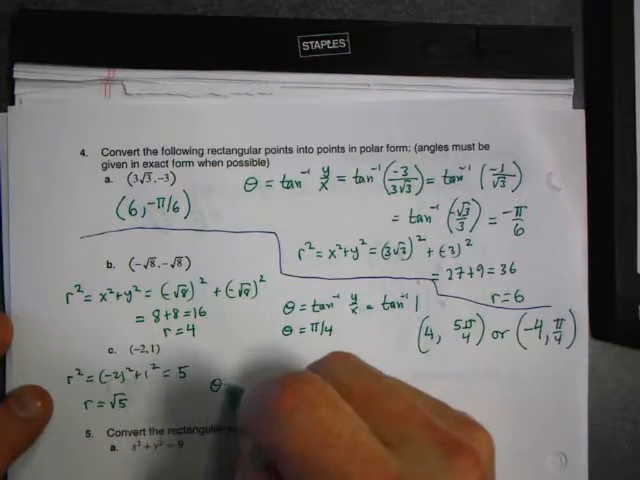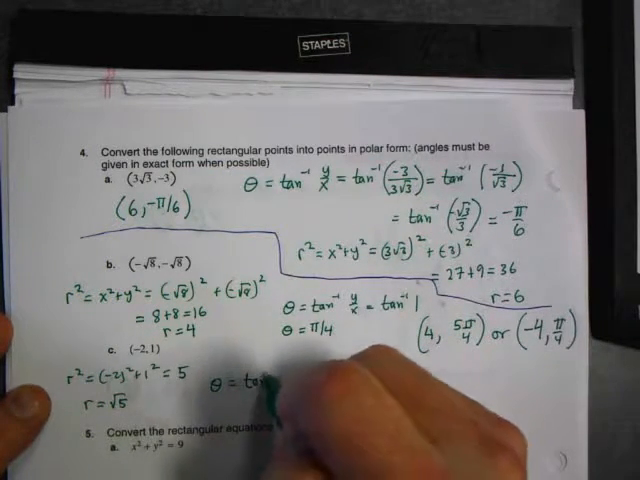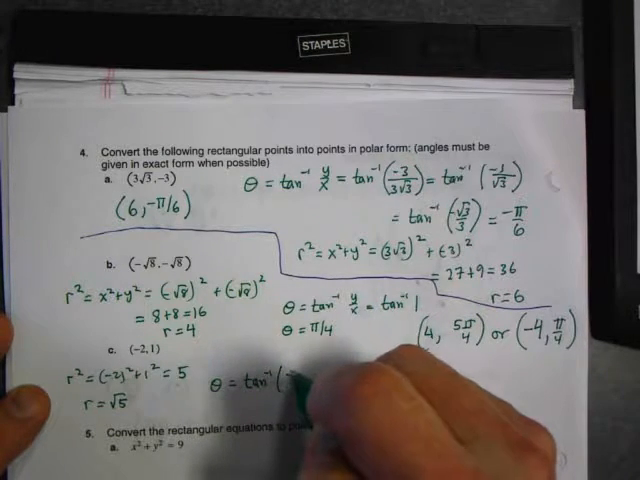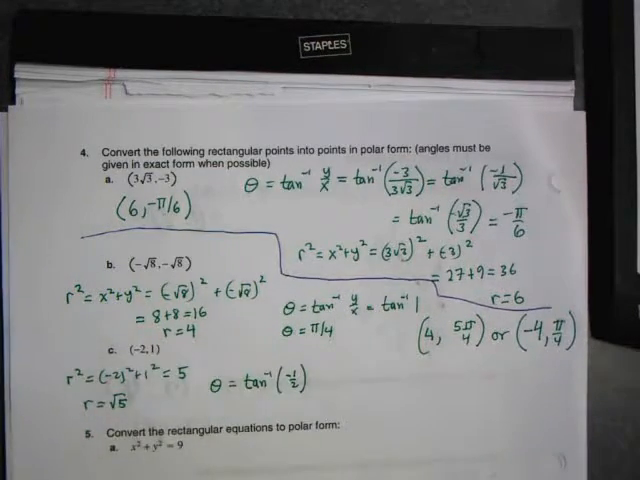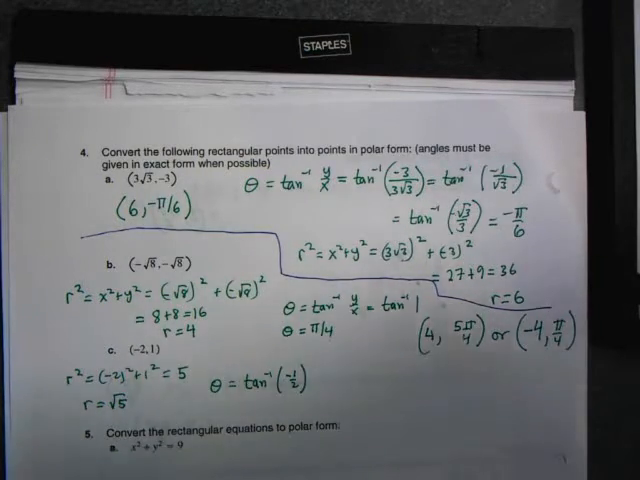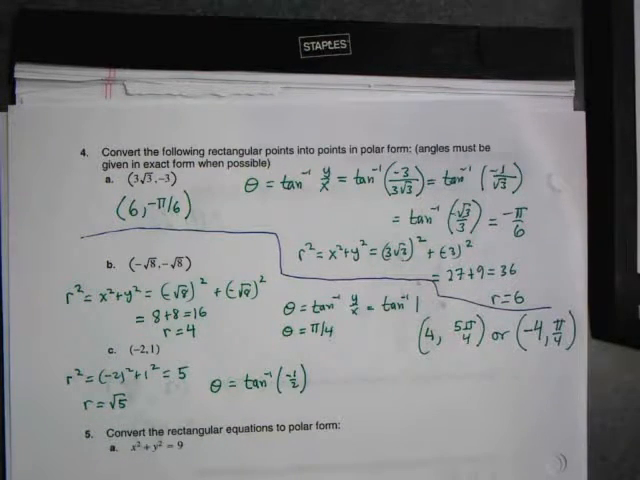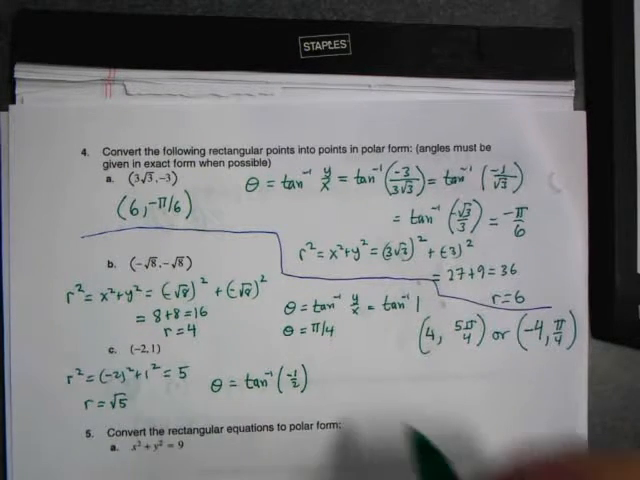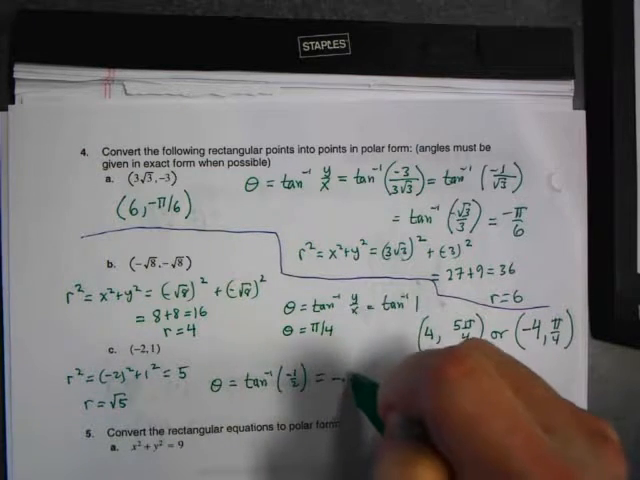Theta is going to be tangent inverse of negative a half, because it's y over x. Is a half one of our famous numbers? It is, but not for tangent, unfortunately. A half is a famous number for sine and cosine, not for tangent. So what do I do? I use my calculator. Tangent inverse of negative a half, my calculator says about negative 0.46.